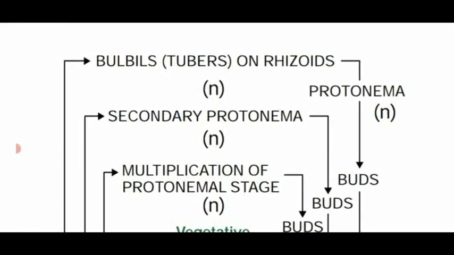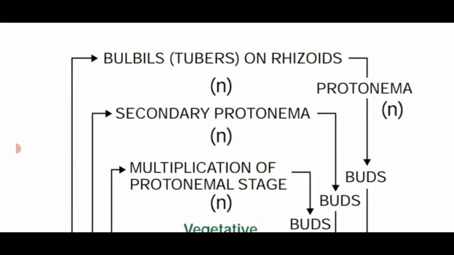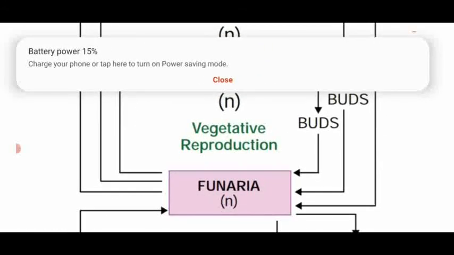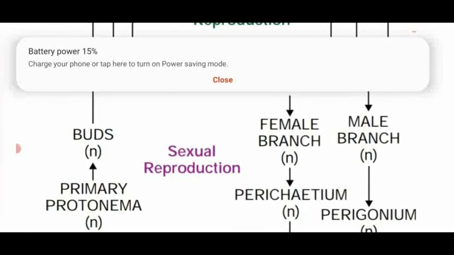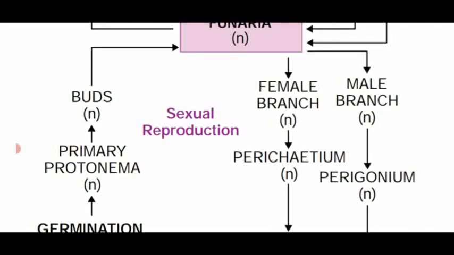Dear students, this is vegetative reproduction by multiplication of the protonemal stage: buds, secondary protonema, buds, then bulbils, and rhizoids produce protonema and buds. Next, sexual reproduction.